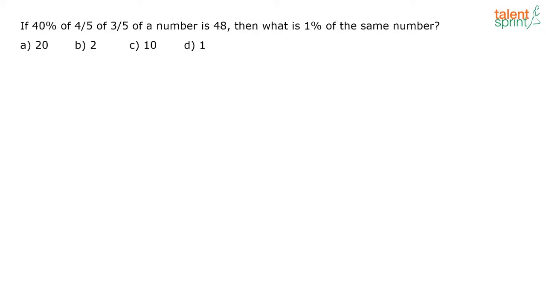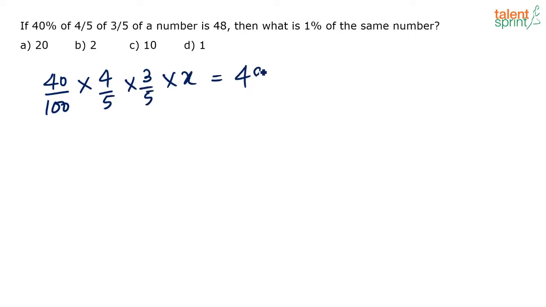Next one. If 40% of 4 by 5 of 3 by 5 of a number is 48, then what is 1% of the same number? Again, what are they asking here? 40% of, see, of means multiplication, remember that, 4 by 5 of 3 by 5 of a number. Let the number be x, and this is given as 48. You have to find the number. See, again, conversion of percentages to fractions. If you know that, solving a lot of questions becomes easier.